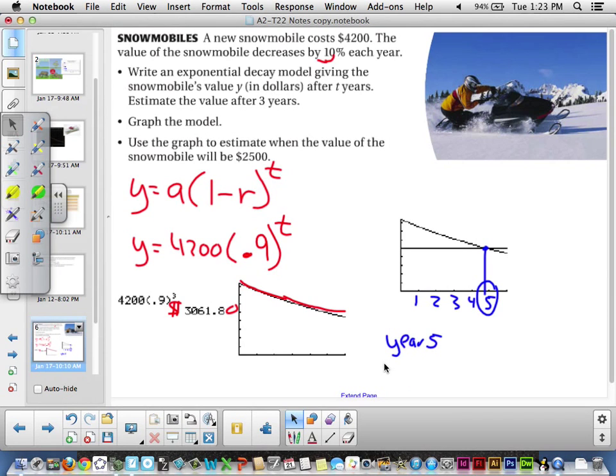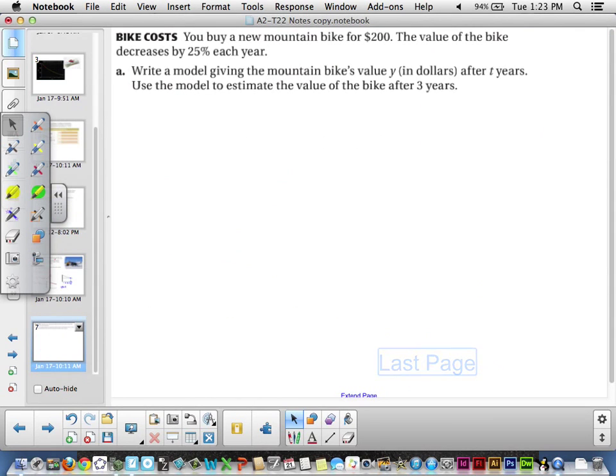All right. Pause this one and give it a try. You buy a new mountain bike for $200. The value of the bike decreases by 25% each year. Write a model to give the mountain bike's value in dollars after t years. Use the model to estimate the value of the bike after 3 years.